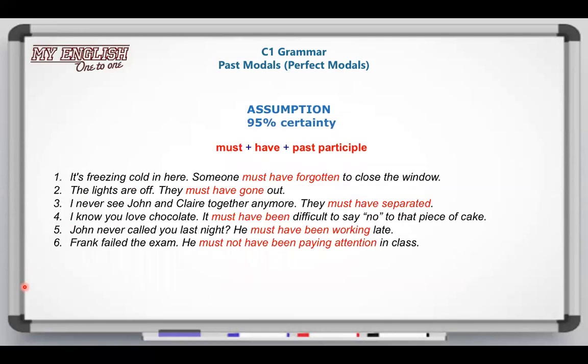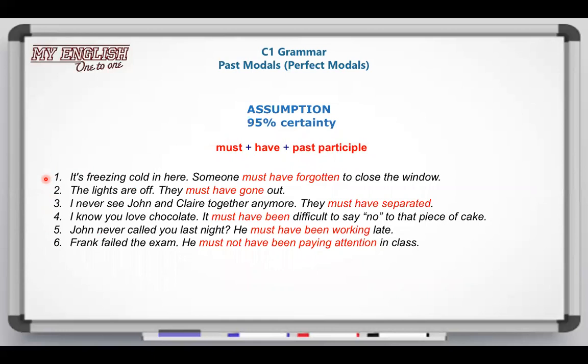And we got to assumption. When we are 90% certain about something, or 100% even sometimes, okay? So for this, we use must and present perfect. Remember, present perfect is the sequence have and participle. So here we present 6 examples, okay? So let's start with number 1. It's freezing cold in here. Someone must have forgotten to close the window.